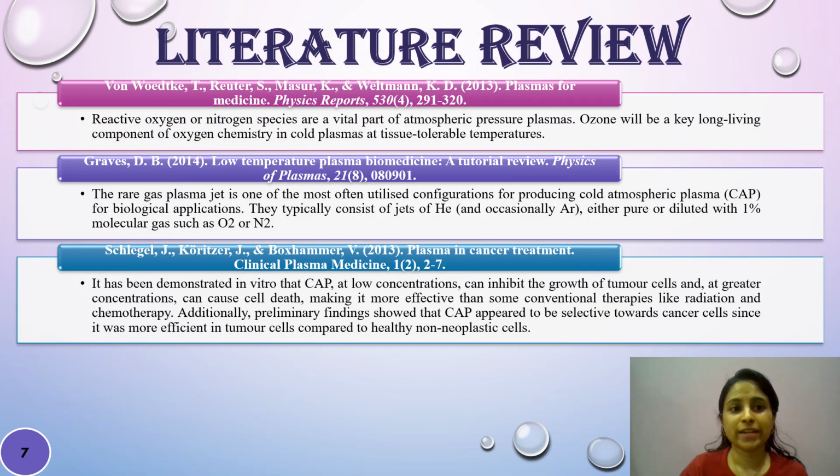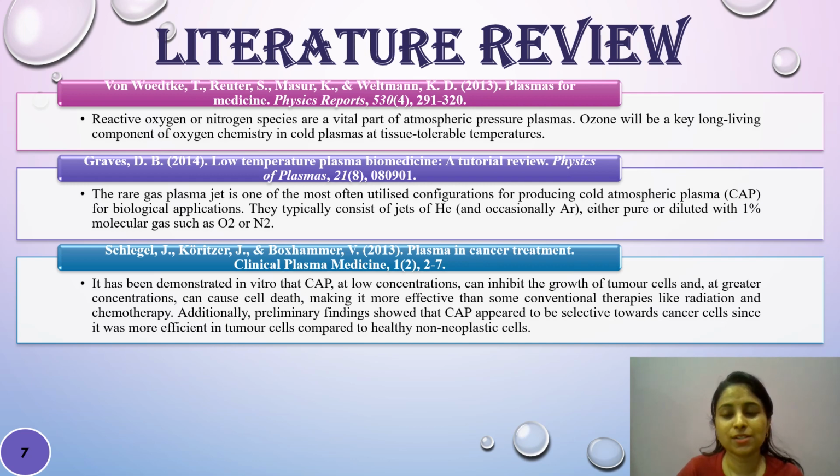Besides that, Von et al. stated that reactive oxygen or nitrogen species are a vital part of atmospheric pressure plasmas. Ozone will be a key long-living component of oxygen chemistry in cold plasma at tissue-tolerable temperatures. Similarly, Graves also stated that the rare gas plasma jet is one of the most often utilized configurations for producing cold atmospheric plasma, also known as CAP, for biological applications.